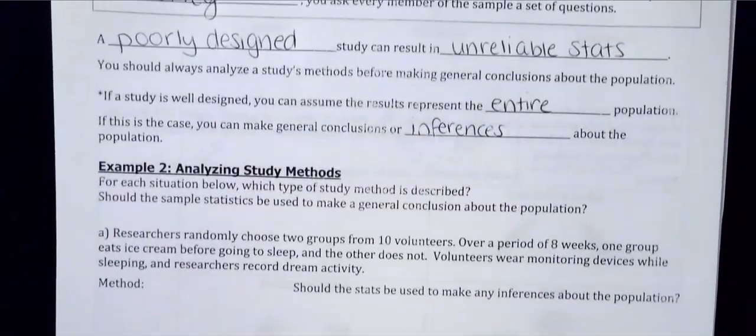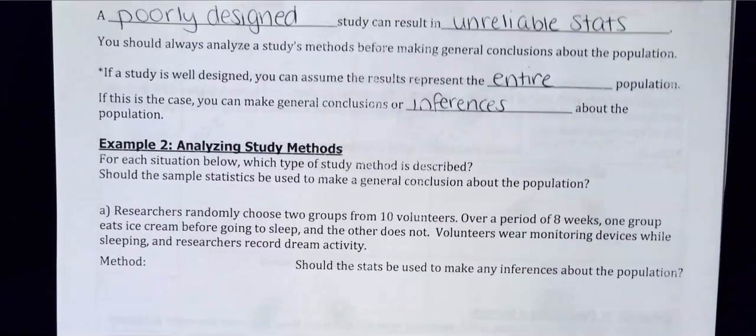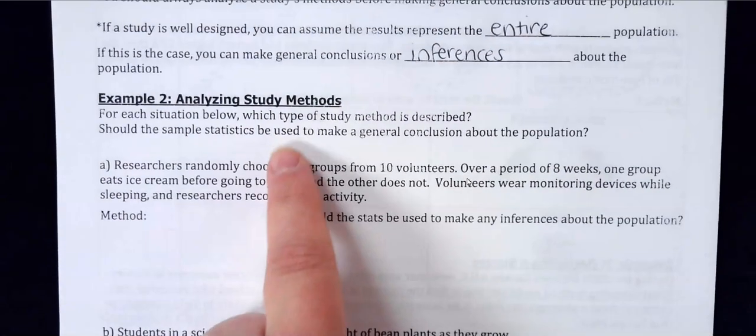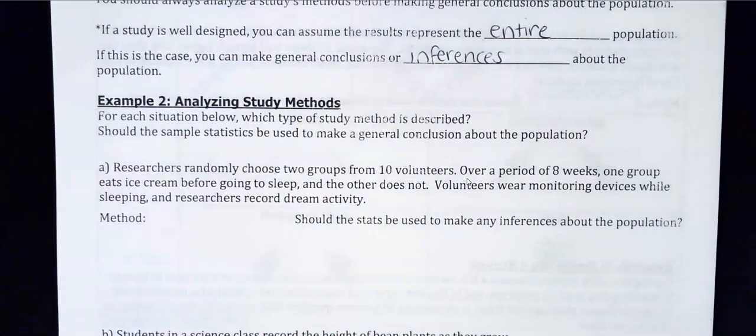Okay, so I'm going to scooch this up just a little bit. For each one of these, I just have a bunch of different situations here. It says what type of study method is being described. So those are the 3 we talked about today. And then should these statistics actually be used to make any kind of conclusions about the population in general?